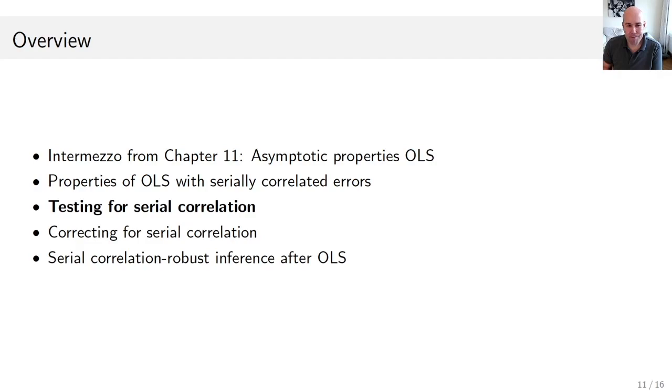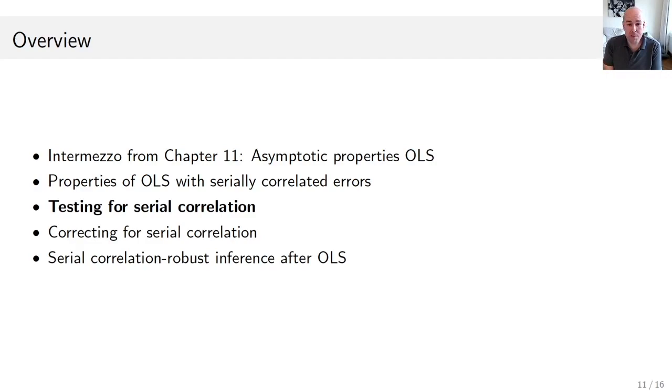Good. This brings me to the next topic, which is testing for serial correlation. What we've seen now is that for consistency and unbiasedness, it does not really matter whether you have serial correlation, but it does matter for inference and for efficiency of your estimator. Maybe you don't care about efficiency all that much, and this is what I'm going to argue is the modern way to do econometrics, but you should care about inference, about getting the right standard errors. In order to get the right standard errors, we need correlation robust inference. That is the very last point I'm going to talk about.